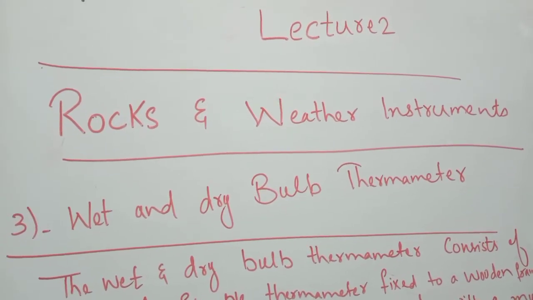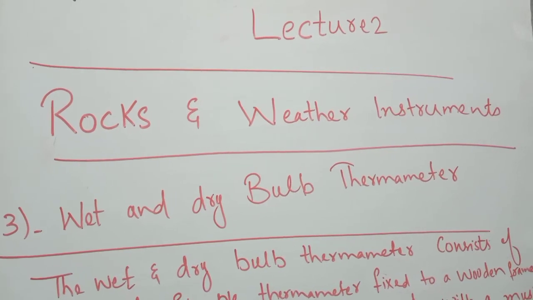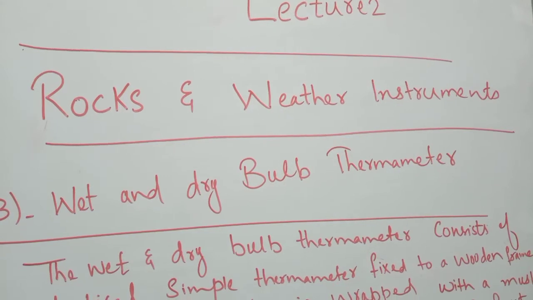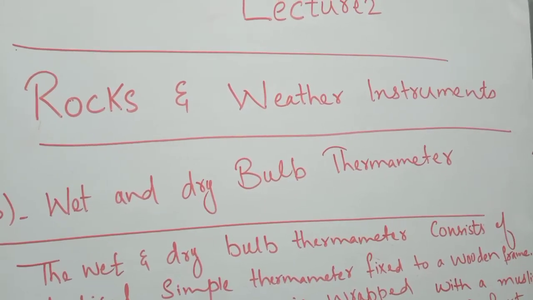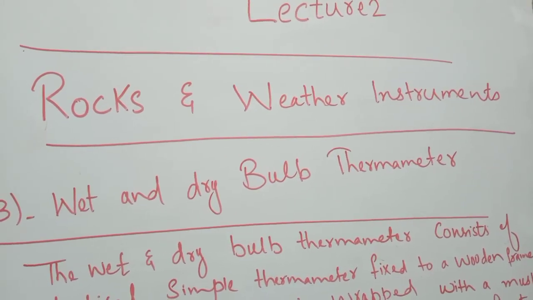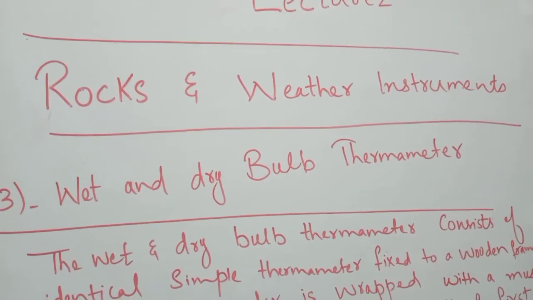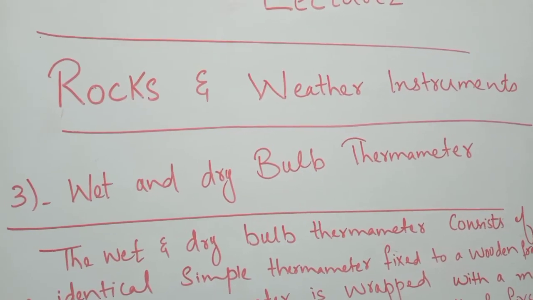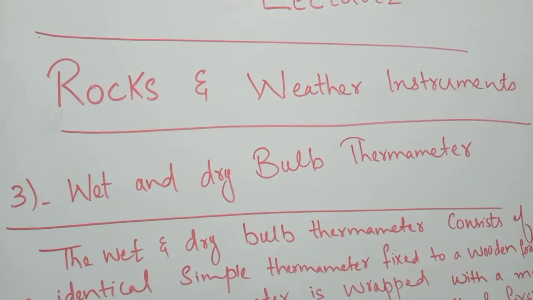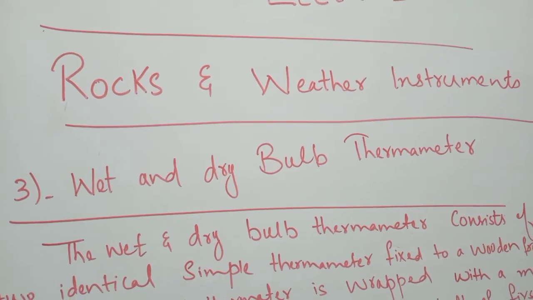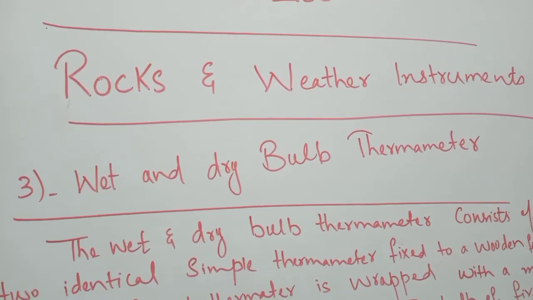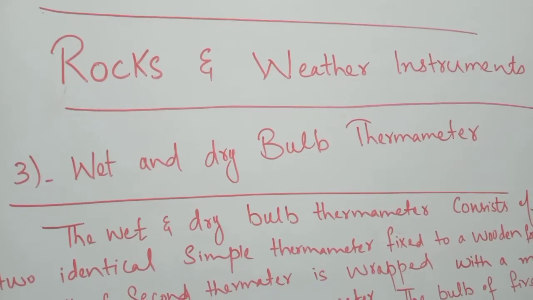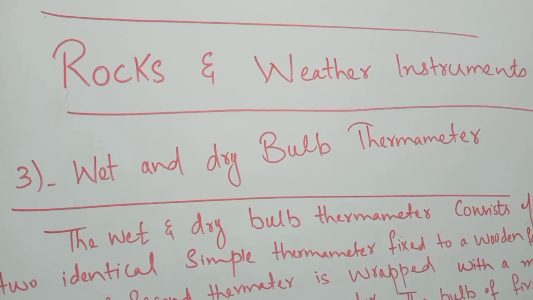We had done the rocks earlier, their types with their diagrams, and we had also discussed the weather instruments with a flow chart in very detail, but the last category of thermometers, the wet and dry bulb thermometer, was left to discuss. So we will start today's lecture with the weather instrument named the thermometer, used to keep a record of the maximum and minimum temperature by using different types of thermometers.